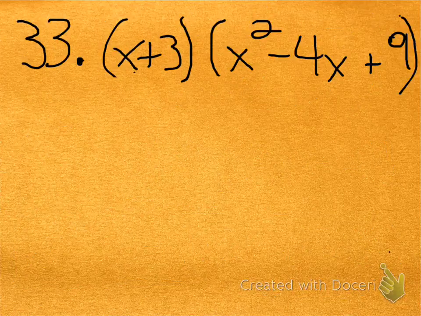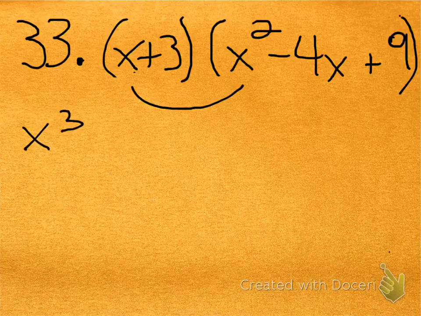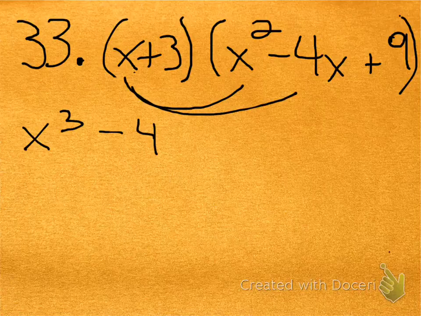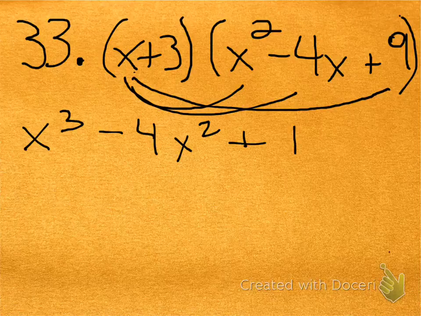For this problem, since it's a binomial and a trinomial, you're going to want to distribute each number of the binomial. So x times x squared is x cubed, and then x times negative 4x is negative 4x squared. Then x times 9 would be positive 9x. And then you're going to want to do it with the 3 too.